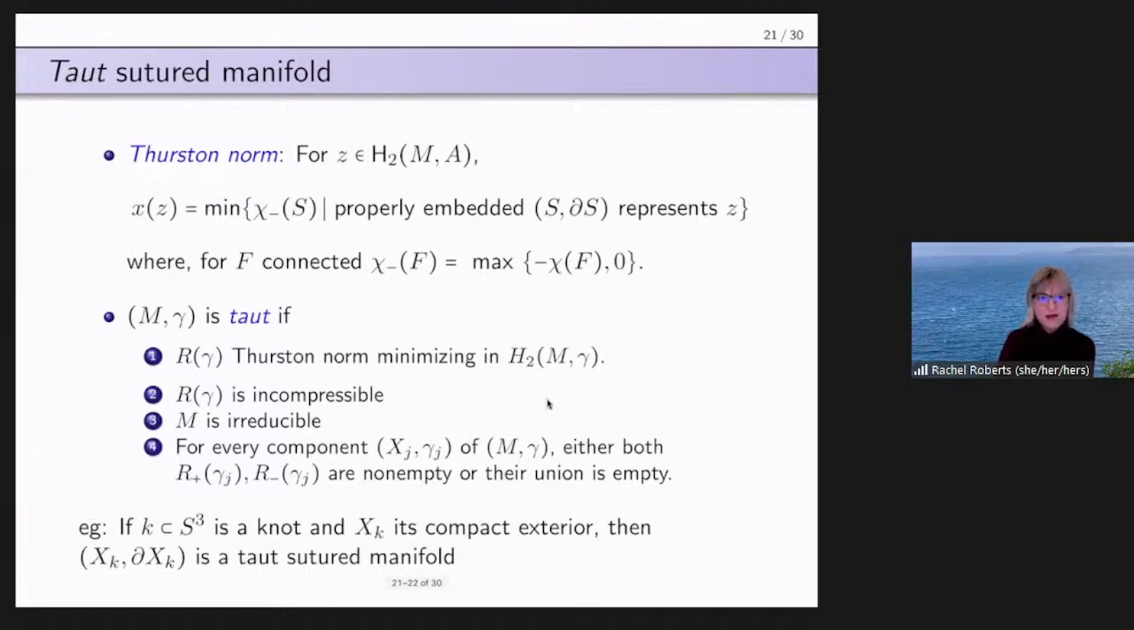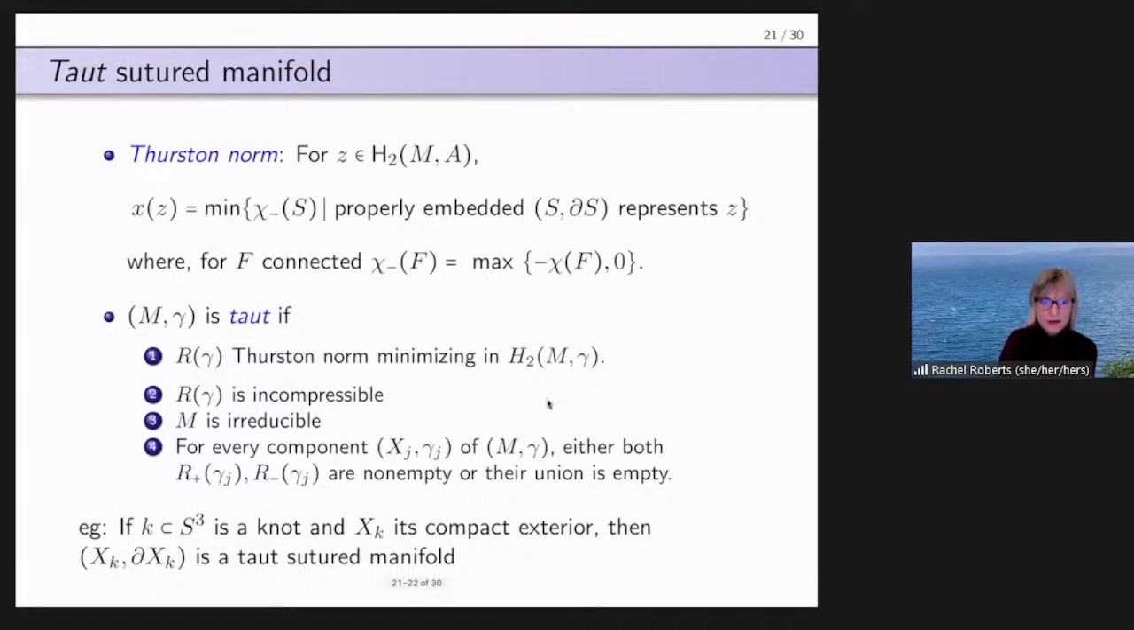And then the sutured manifold M gamma is taut if, and the key thing is this first condition, that R of gamma is Thurston norm minimizing. So remember, we have this manifold, we have these sutures, and the complement of the sutures gives us those subsurfaces R gamma, and you want those R gammas to be Thurston norm minimizing, so to minimize this chi minus in the relative homology, where it's M rel gamma, the sutures.